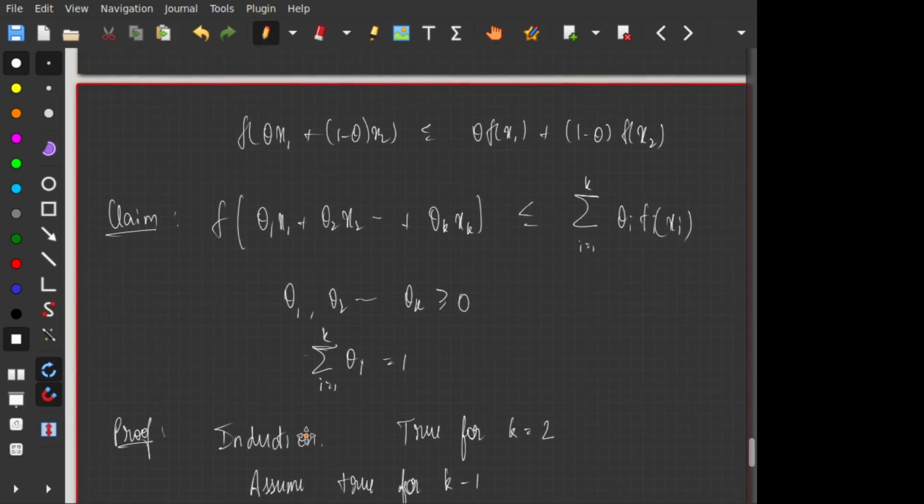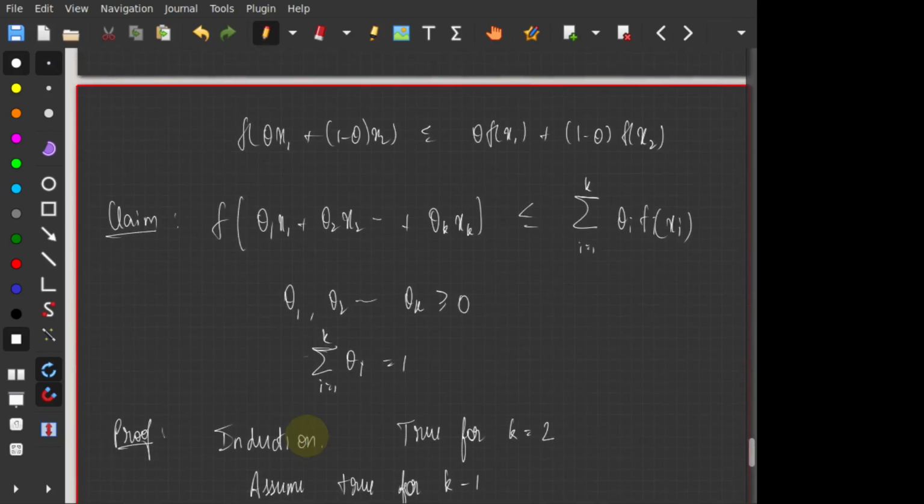But let's look at this statement once again. You're saying that theta 1, theta 2 up to theta k should be greater than or equal to 0. It's a convex combination, and the summation of all theta i should be equal to 1. What does this correspond to? The theta vector. Yeah, it's a probability mass function, right?